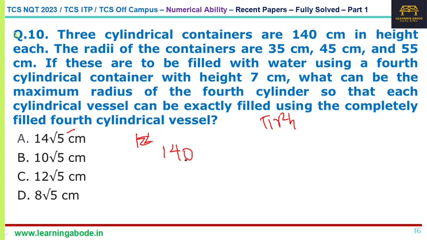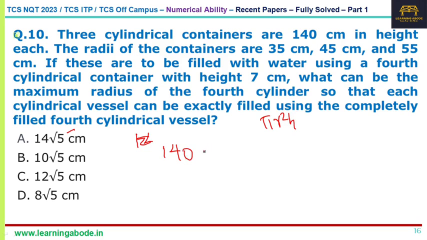Now what can be the maximum radius of the 4th cylinder, so that each cylindrical vessel can be exactly filled using the completely filled fourth cylindrical vessel. Usually they ask these questions in a more direct way. They don't ask in terms of volume and all, probably they ask in terms of liters. But here anyhow it's not a very difficult one.